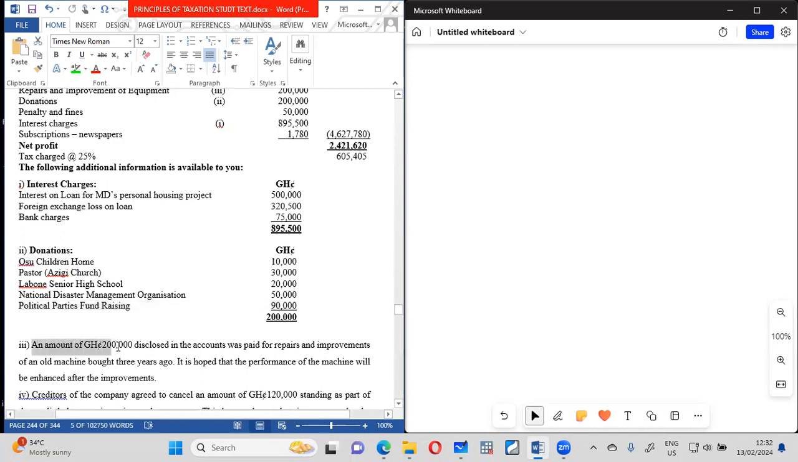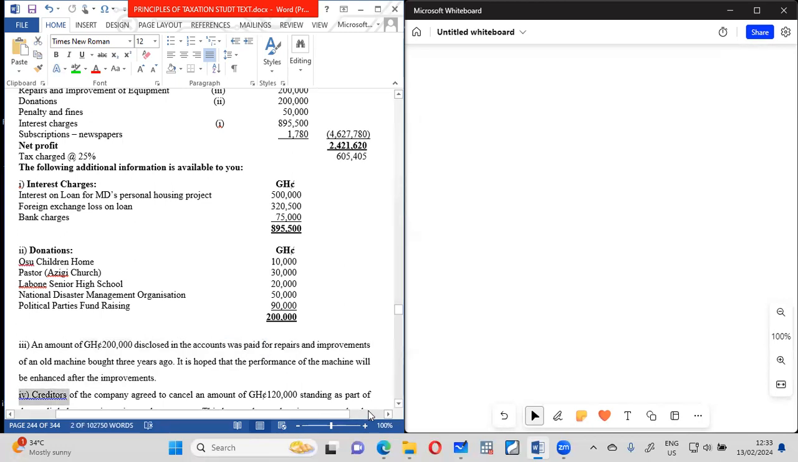He said that an amount of 200,000 disclosed in the account was paid for repairs and maintenance. Don't forget, repairs and maintenance should not exceed 5% of the WDV of an old machine bought years ago. It is hoped that the performance will be enhanced after the improvement. So what is the WDV of that old machine? We have to find the WDV of that old machine, then we will do the 5%.